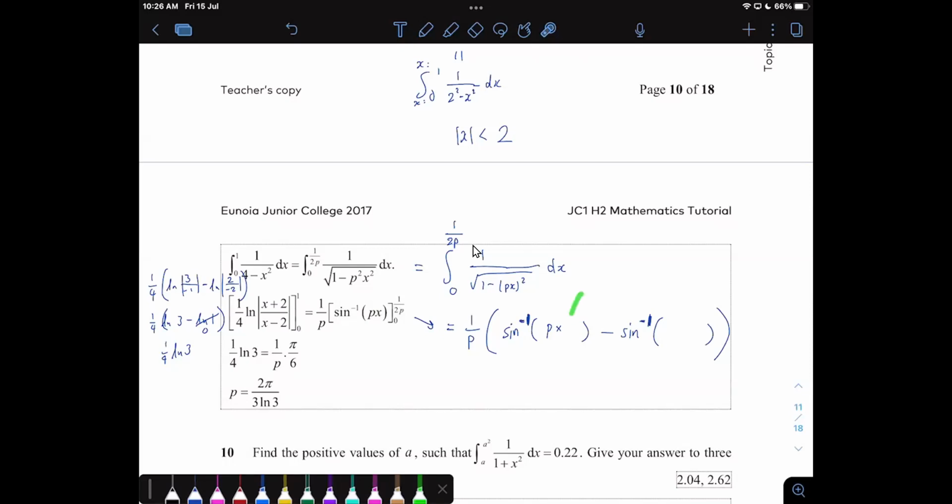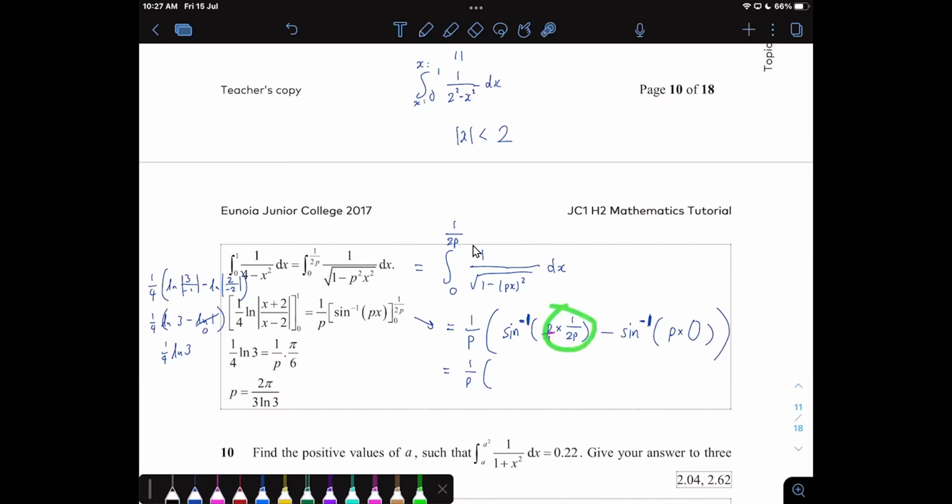Upper limit, right? Upper then lower. Upper minus lower. So you sub in the x with? 1 over 2p. Good. Then the other one? P times x, but in this case the x is now a 0. Clear? Good. Then 1 over p bracket sine inverse of p times 1 over 2p. That's p over 1, by the way, if you need that.